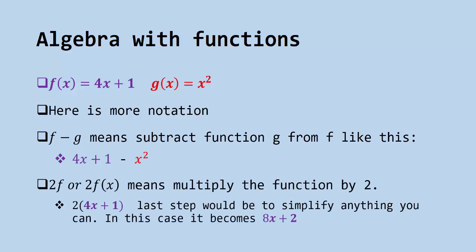2f, or 2f of x, means to multiply the function by 2. So 2f of x, I would take 2 times parenthesis 4x plus 1. Last step would be to simplify anything you can. In this case, it becomes 8x plus 2.